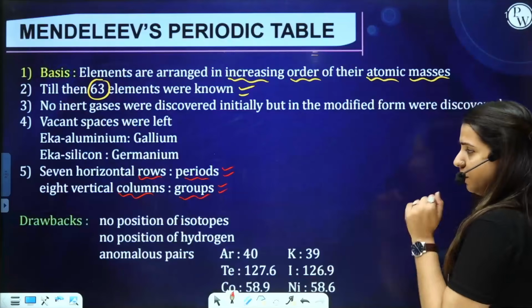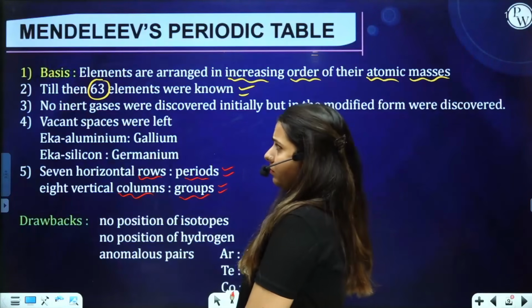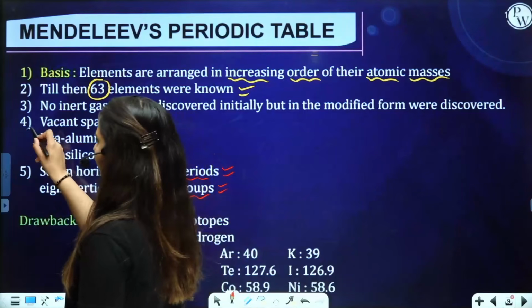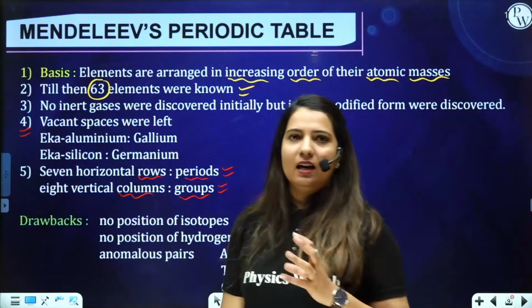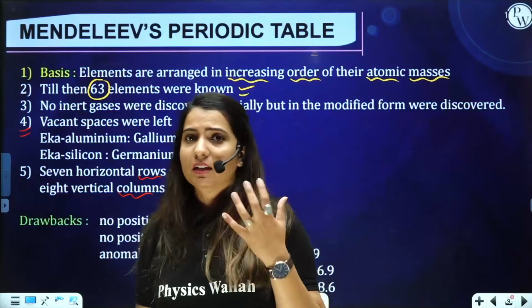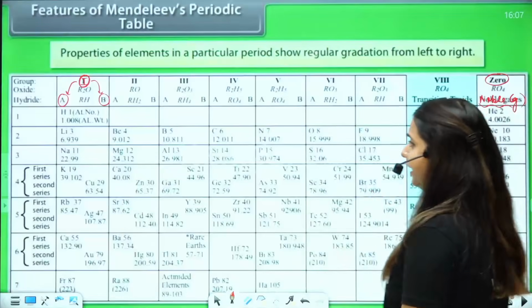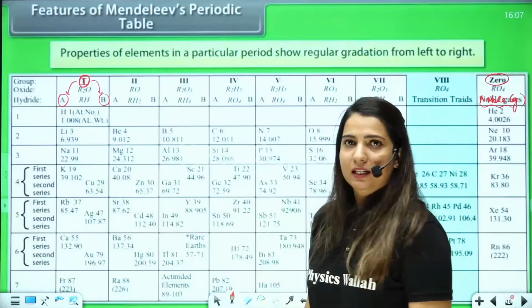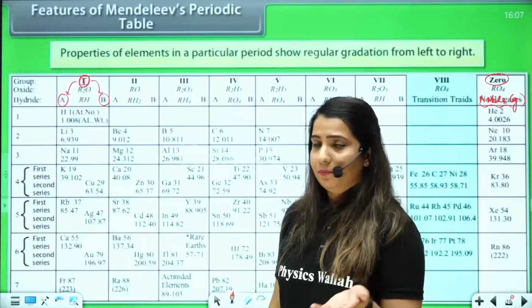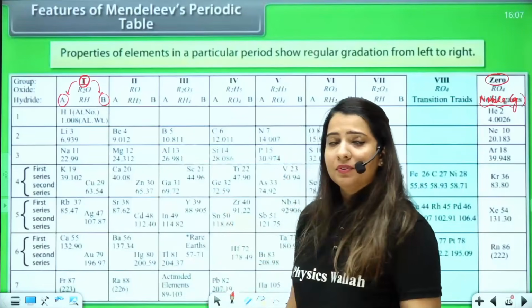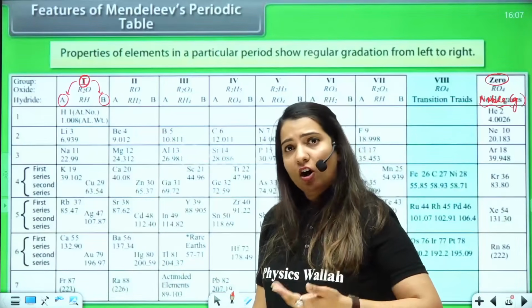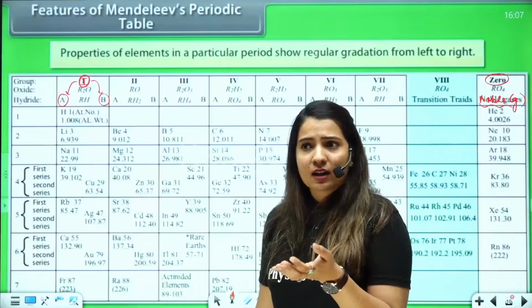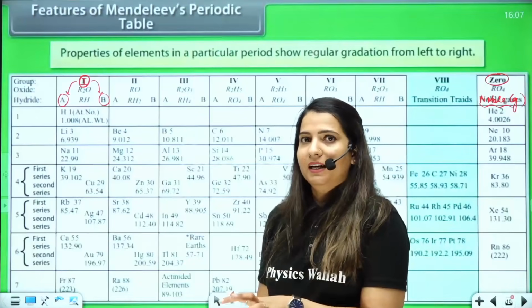Let's move forward. First of all, we have to discuss the vacant spaces. Let's first discuss point number 4. The best thing about Mendeleev's periodic table was that he left some spaces. Like below aluminium, there was a space left that was called Eka aluminium. He just left some empty space down from aluminium, and called it Eka aluminium. He knew that in the future an element would be discovered and would be present over here only.